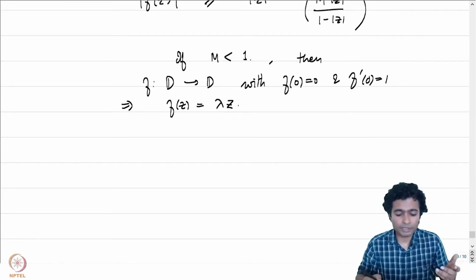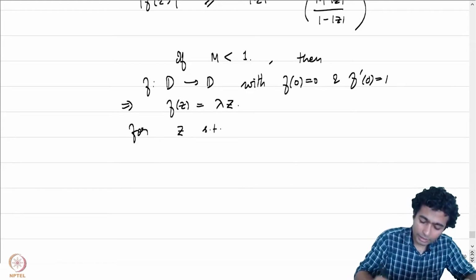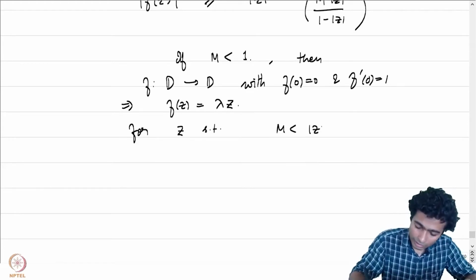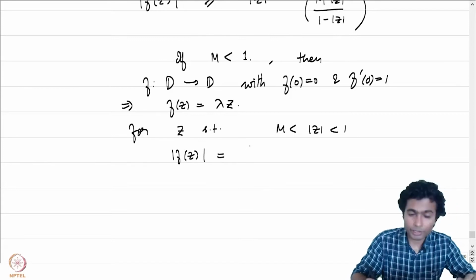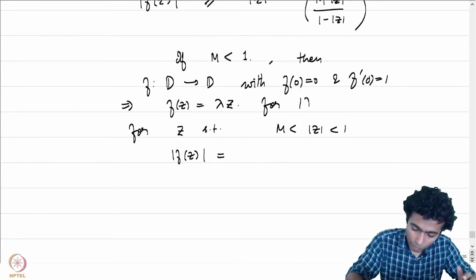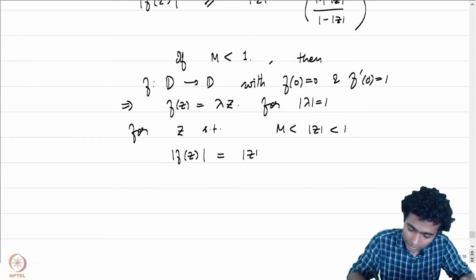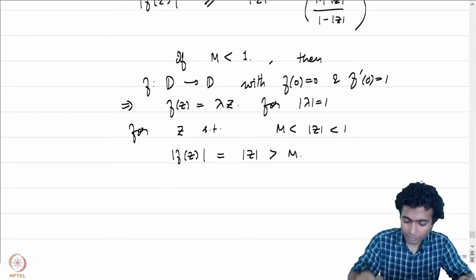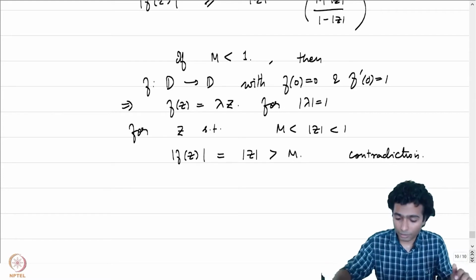Now for z such that m is less than mod z less than 1, the absolute value of f of z is just going to be equal to the absolute value of lambda z, with mod lambda equal to 1, right? It's a rotation. So this is just equal to mod z, which is greater than m, which is a contradiction. And therefore we cannot have m less than 1. Therefore m has to be greater than or equal to 1.